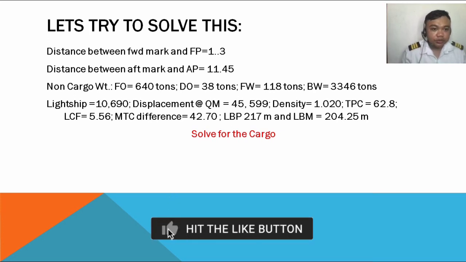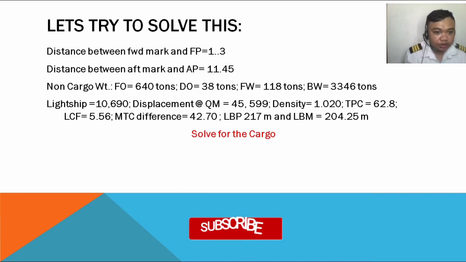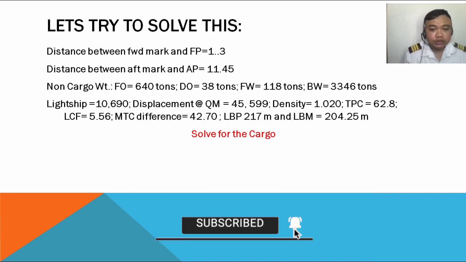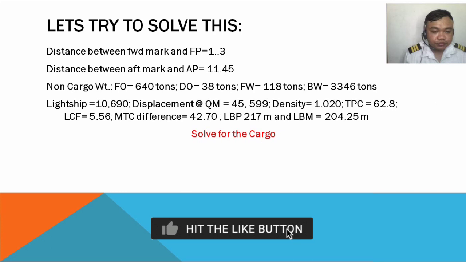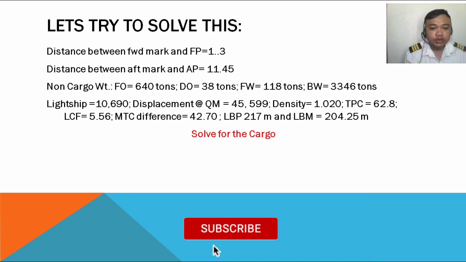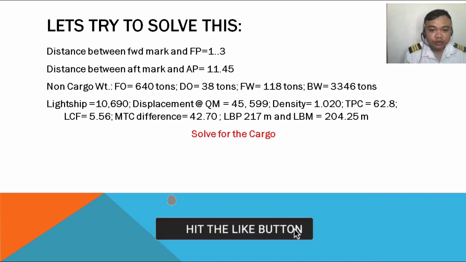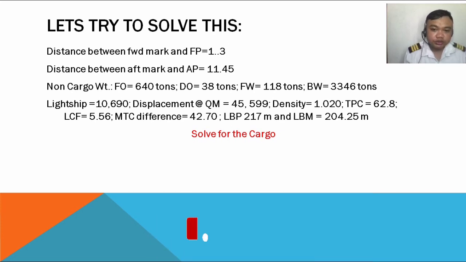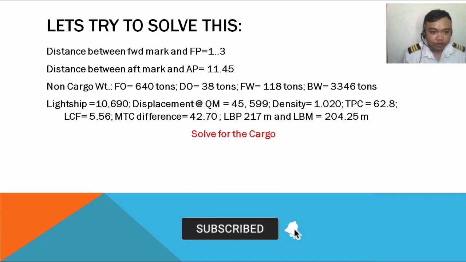So let's try to solve this one using a draft survey. We have the distance between the forward mark and the forward perpendicular. This is already given. This is 1.3. The distance between the aft mark and the after perpendicular, we have 11.45. We can visibly see this in our ship's general arrangement, and of course in our ship stability booklet we also have this.